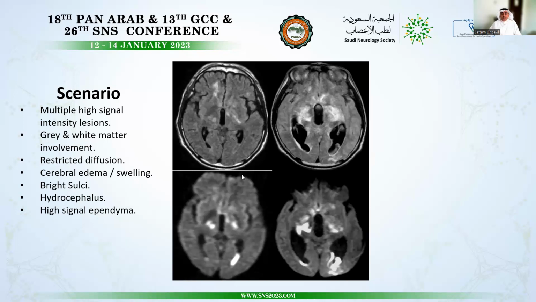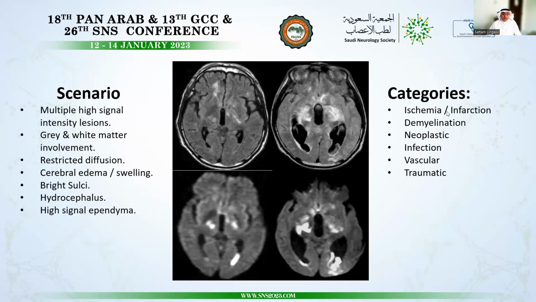So what could this represent? Well, let's enumerate the general categories. This could be of ischemic or infarction nature, a demyelinating process, a neoplastic process, an infectious process, or maybe even vascular or traumatic etiologies. So let's tackle these one by one.